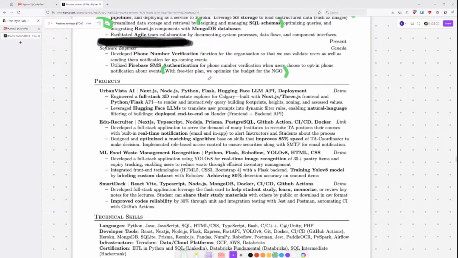Is this a hackathon project? What is this? Edu Recruiter. Let's see. And the role-based access control. I like that. I think this makes sense. Full stack app. Okay. ML food waste management recognition.